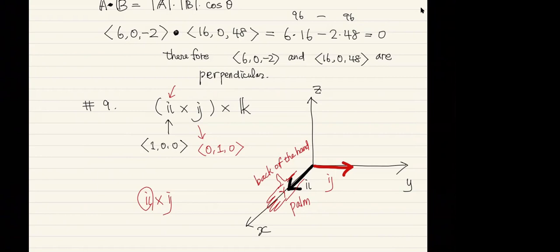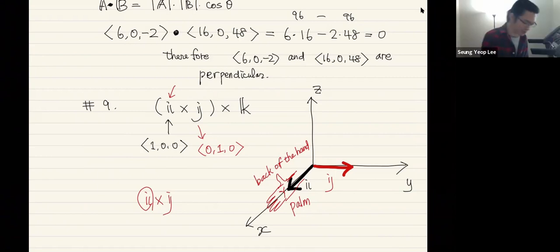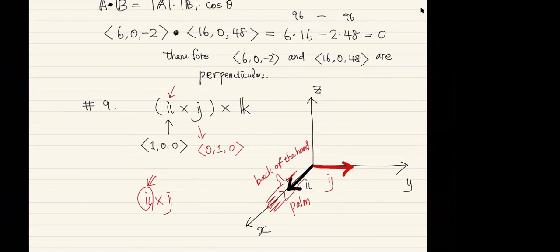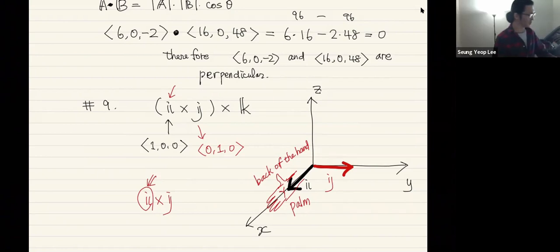Kind of. I just don't understand how you know which one to do first. The first one is just whatever comes first. It's I cross J, so I is the first. But on problem 14 or 15, how do you know which one? In 14 or 15, I will ask you the question U cross V or V cross U. Depending on what I'm asking, if I ask you U cross V, then you put U on your forefinger. If I ask you V cross U, then V is the first one, so you put your forefinger on V.